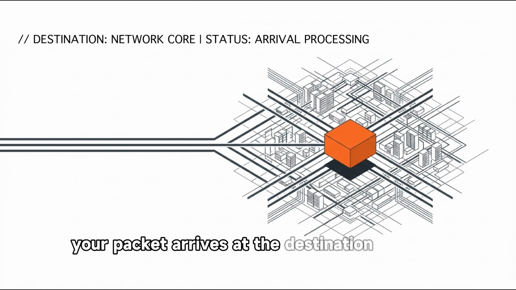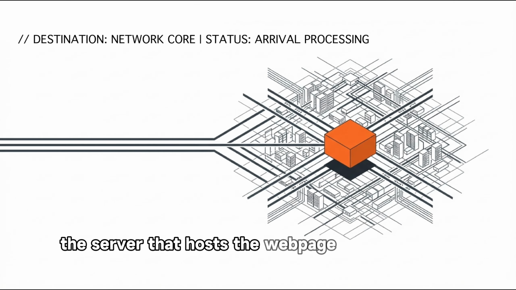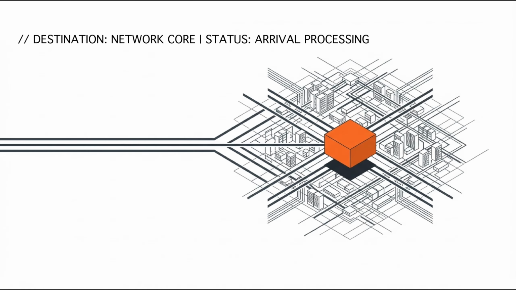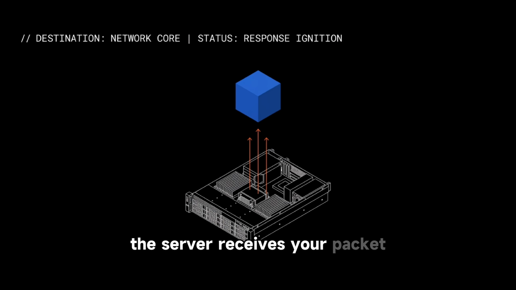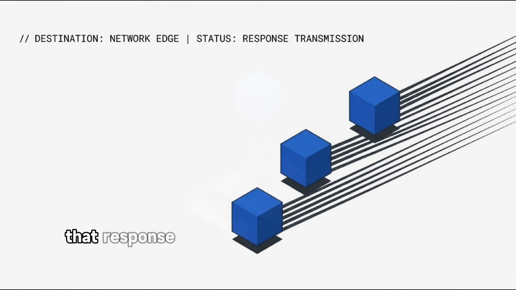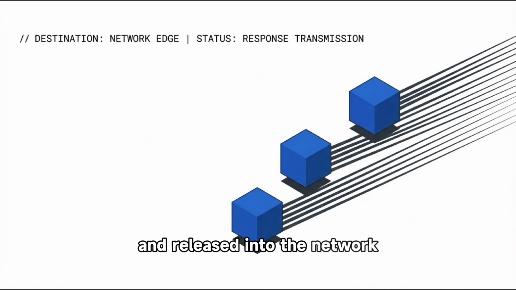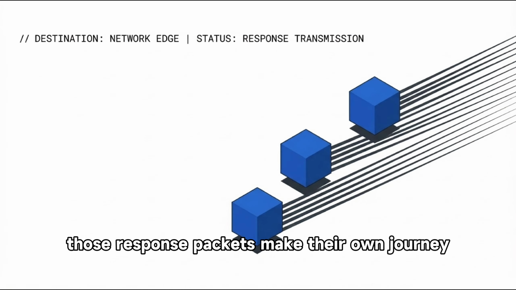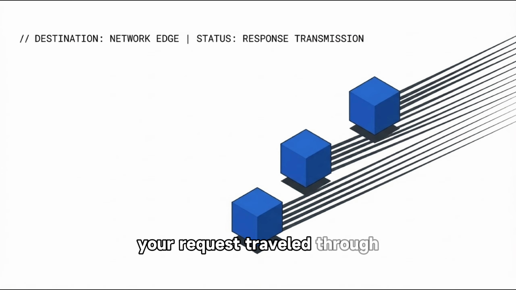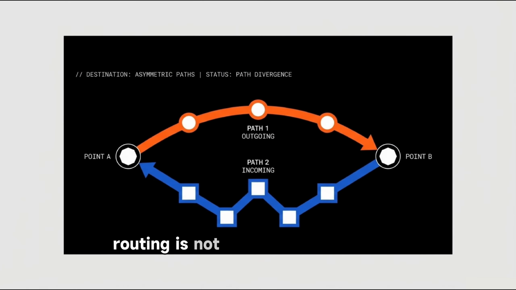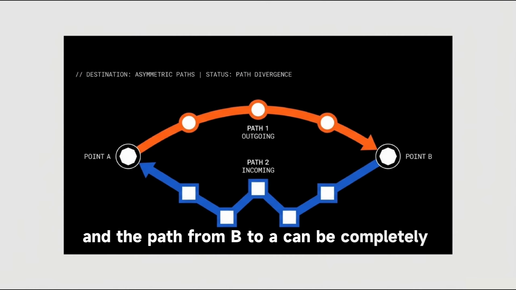Your packet arrives at the destination network. The server that hosts the web page you requested sits inside this network. The last few routers in the journey are handling traffic within this network, routing to the specific server that will respond to your request. The server receives your packet, processes it, generates a response, the data for the web page you requested. That response gets packaged into packets of its own, each addressed back to you and released into the network. Those response packets make their own journey, possibly through the same routers your request traveled through, possibly through different ones. Routing is not necessarily symmetric. The path from A to B and the path from B to A can be completely different.